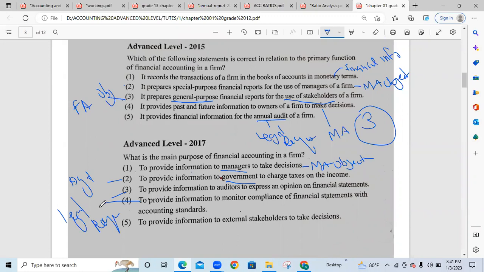Guys, to provide information to external stakeholders to take decisions. Is this the answer? Yes. You have to provide information to external stakeholders so that they can take decisions. The most accurate answer is the last one.